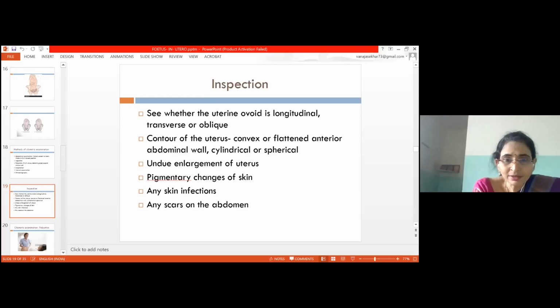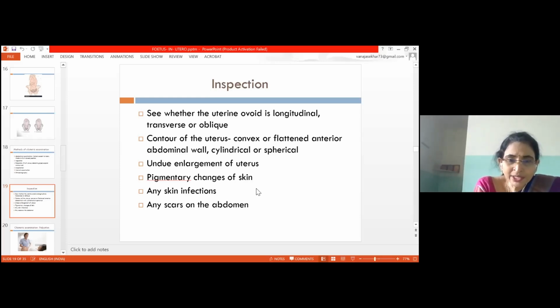We have to see the pigmentary changes in stria gravidarum or linea nigra. So linea nigra PPT is not visible, ma'am. Sorry for the inconvenience.